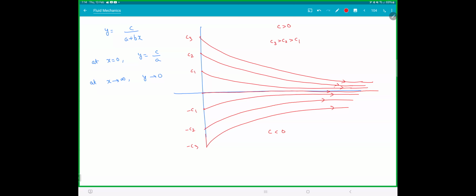Is this clear, everyone? So this is how the options will be. There'll be 4 graphs, and the question will be which of the following is the streamline flow. Like I said, the whole question is maths.